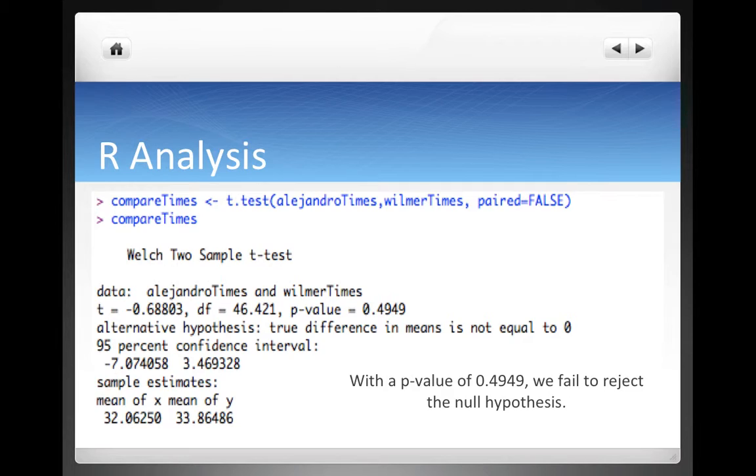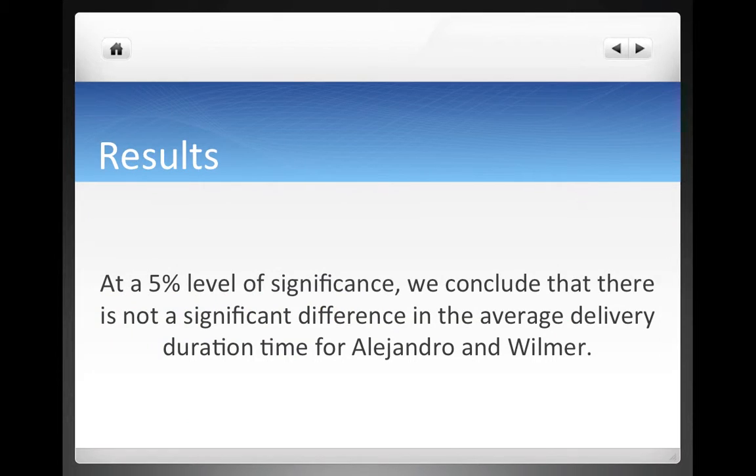We can also tell this by the confidence interval. Remember that our null hypothesis is mu A minus mu W equals 0. And since 0 is in the 95% confidence interval, that's also evidence that we should fail to reject the null hypothesis. Therefore, we can conclude that at a 5% level of significance, there is not a significant difference in the average delivery duration time for Alejandro and Wilmer.